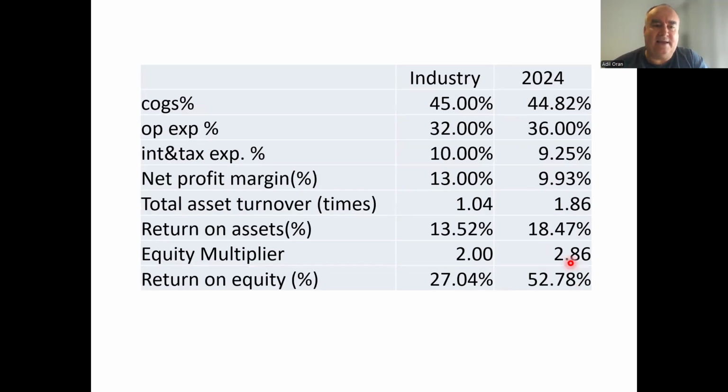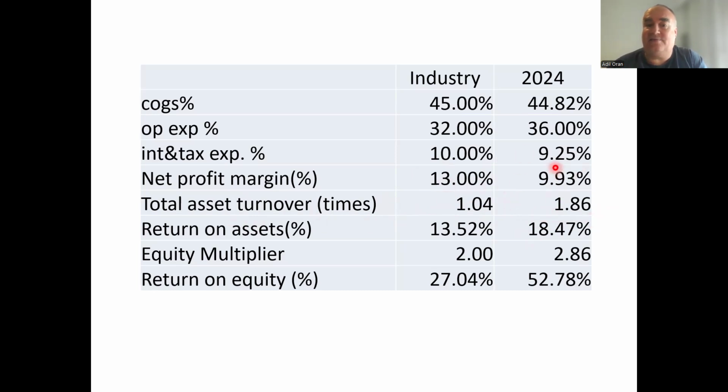So that's where we add in net profit margin, multiply that by the total asset turnover. So 13% multiplied by 1.04. This was in the original data given to us. So the sales of the industry is 1.04 times its assets, whereas our company is performing much better and has a total asset turnover of 1.86 times its investment in total assets.